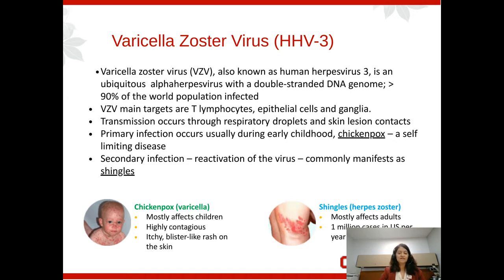And interestingly, it has two different forms of disease, one during early childhood, or chickenpox, which is generally a self-limiting disease. It's highly contagious and results in an itchy, blister-like rash on the skin. And then a secondary infection, which is called shingles, as a result of reactivation of the virus later on in life after having acquired primary infection. It affects mostly adults, and we have about 1 million cases in the US per year.